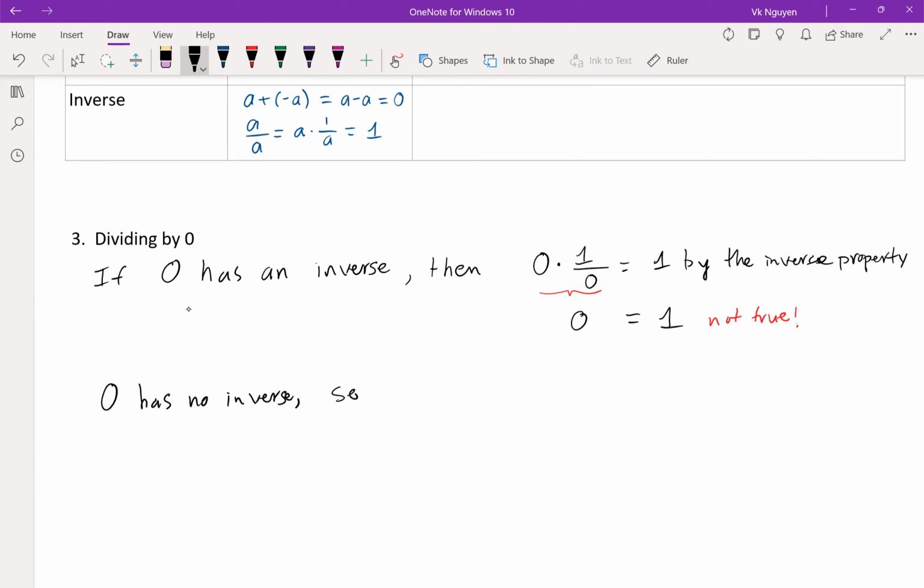So 1 over 0 is undefined. And therefore, we cannot divide by 0.